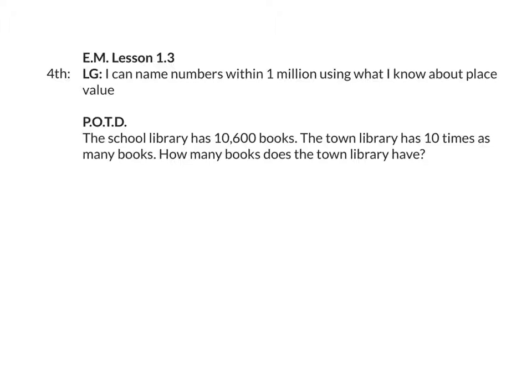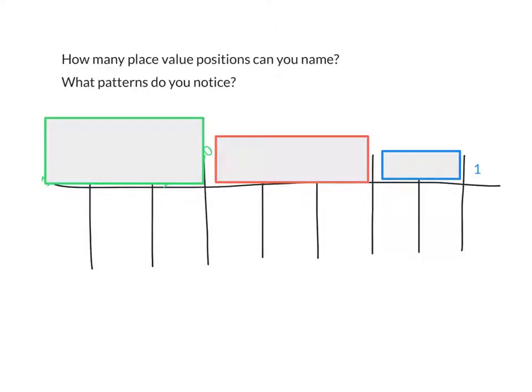Okay, let's first solve the problem of the day. We've been working with place value charts, and each day the place value chart has grown a little bit bigger. The first day it only went up to the thousands. Yesterday I think it went up to the hundred thousands, right? Today we're going to go up to the millions, okay?